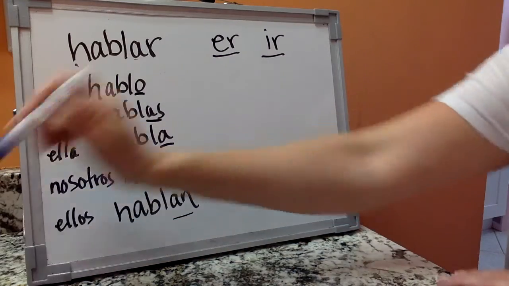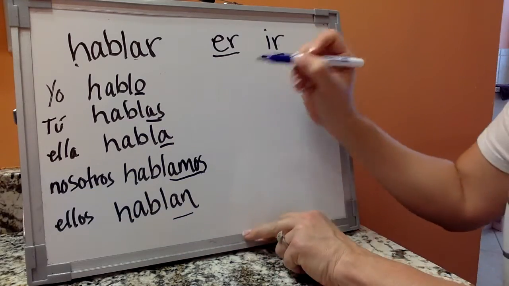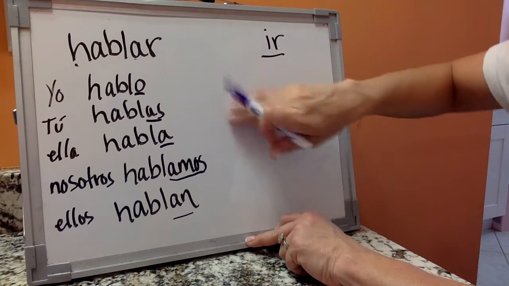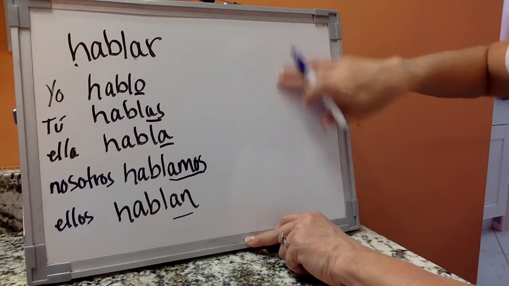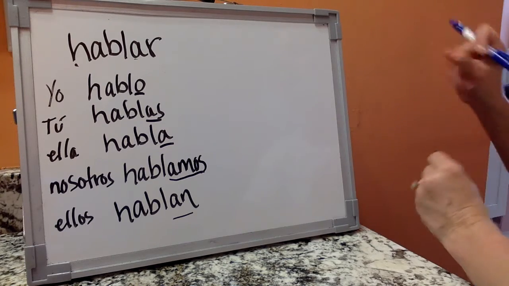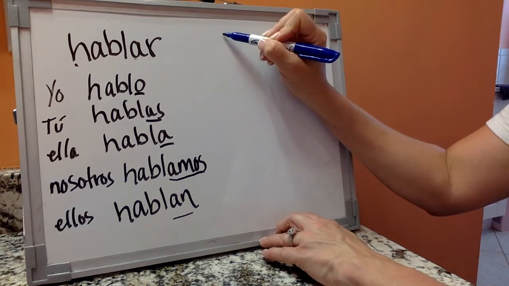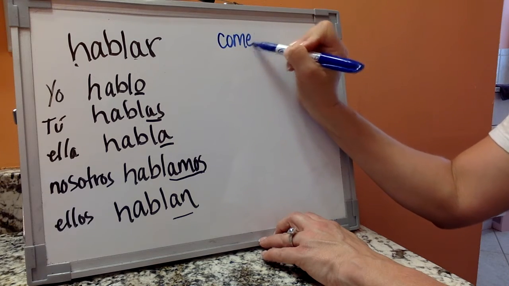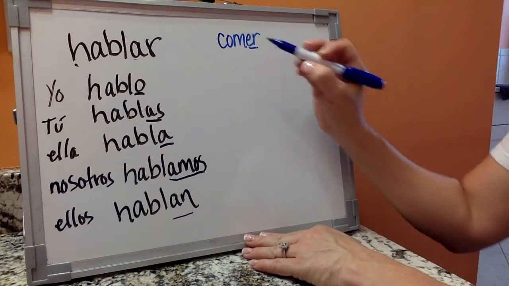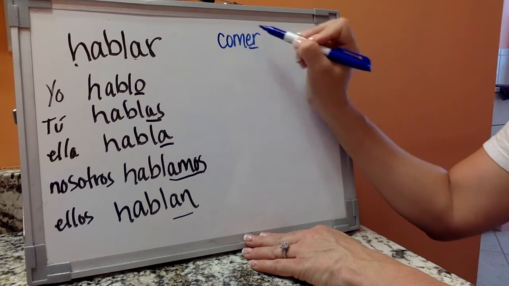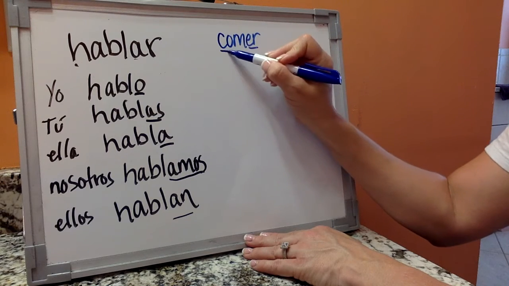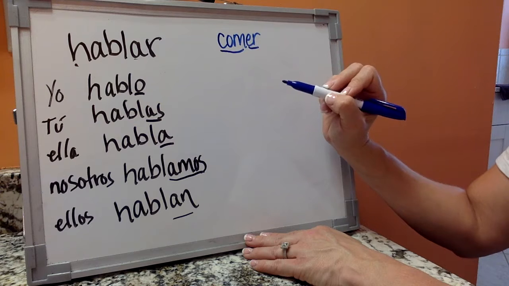So now I'm going to take a blue marker and we're going to go over another ER verb, and let's go over comer, okay? So comer, to eat, is a very common ER verb, okay? So again, this is your infinitive form. This is your stem. This is your ending, okay?